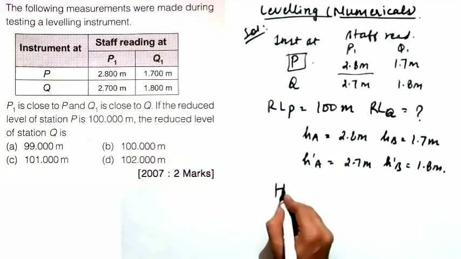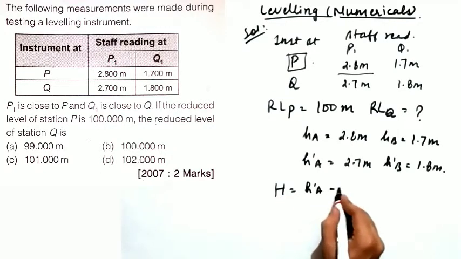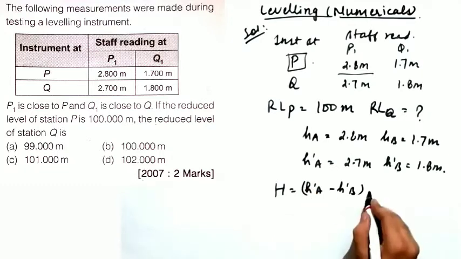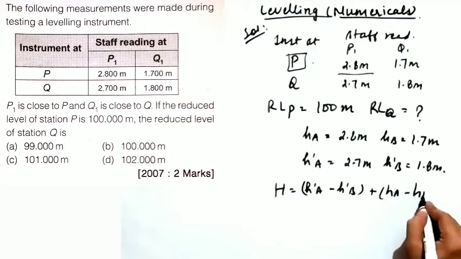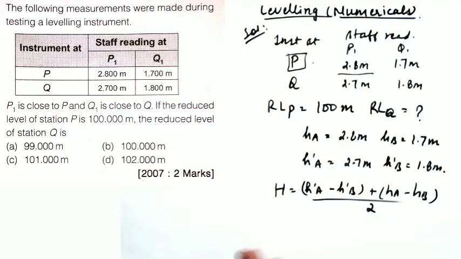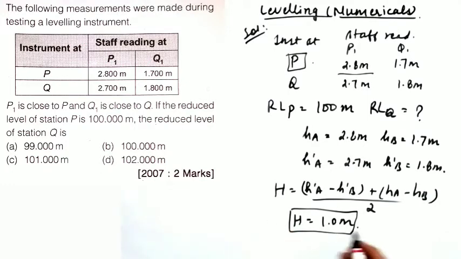Now you can use the formula: H-A minus H-B plus HA minus HB divided by 2. When you place the values in this formula, you will get H as 1.0 meters. That means there is a difference of 1 meter between P and Q. Now since P is below Q, the Q will be 1 meter above the P, and P is having RL of 100 meters, so Q will have the RL of 101 meters. So this is the required RL of point Q. I hope it is clear to every one of you.